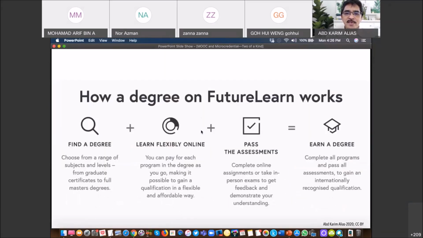On FutureLearn, which is another platform, this is how they advertise their course: find a degree online. If you want to take, let's say, a degree from Glasgow University, this is real. I'm not just making an example here. Glasgow University is very active in offering this online course, online degree. Learn flexibly online, pass the assessment, earn a degree. If you have the money, you can get more than 1 degree now.